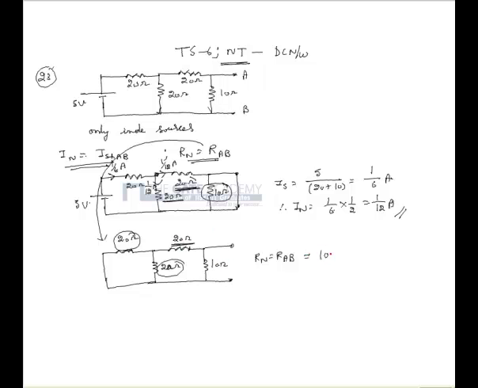So the net resistance becomes 10 in parallel with 20 plus 10, which is 30. So on simplification, this becomes 300 by 40. That can further be written as 15 by 2 ohms.